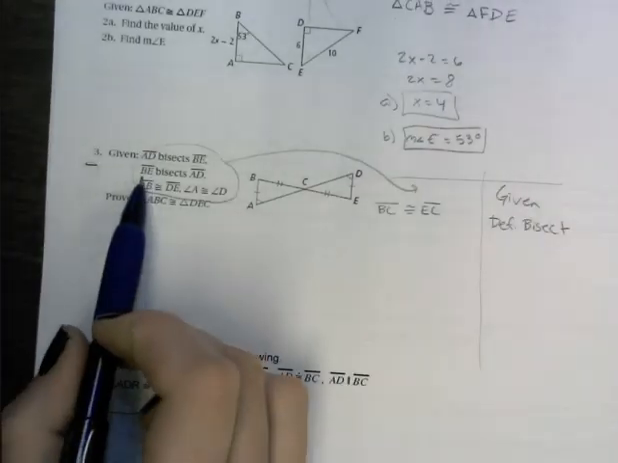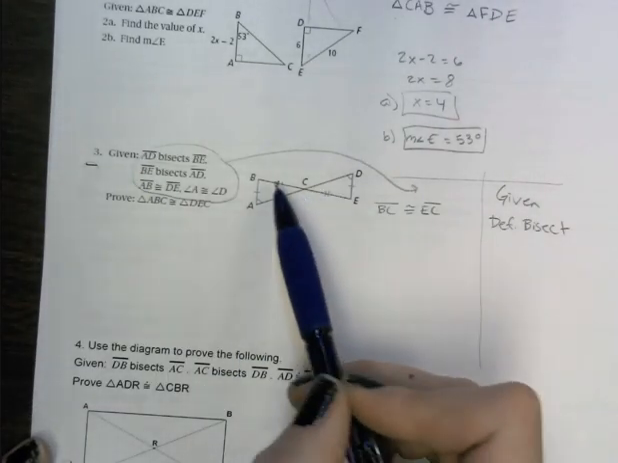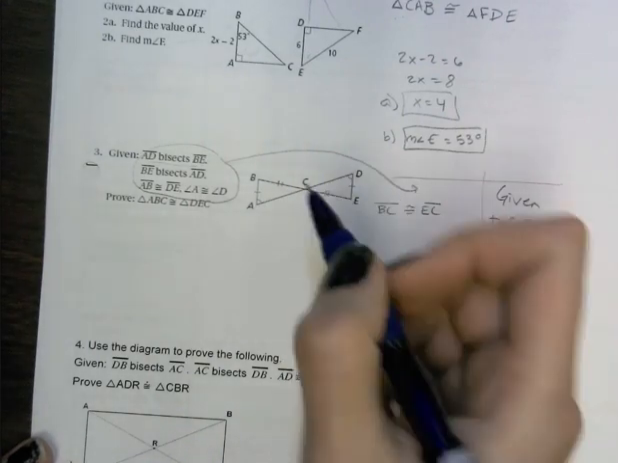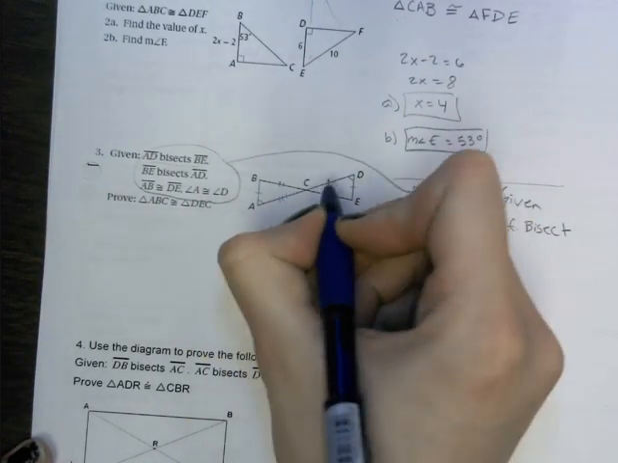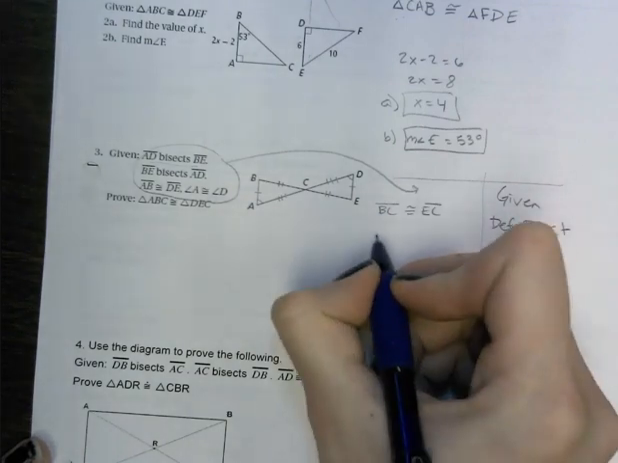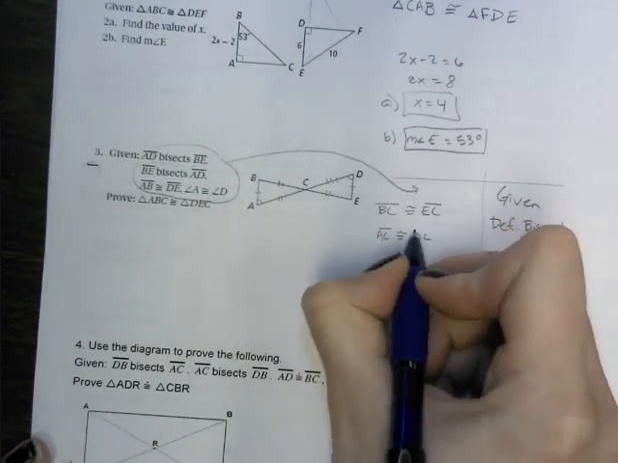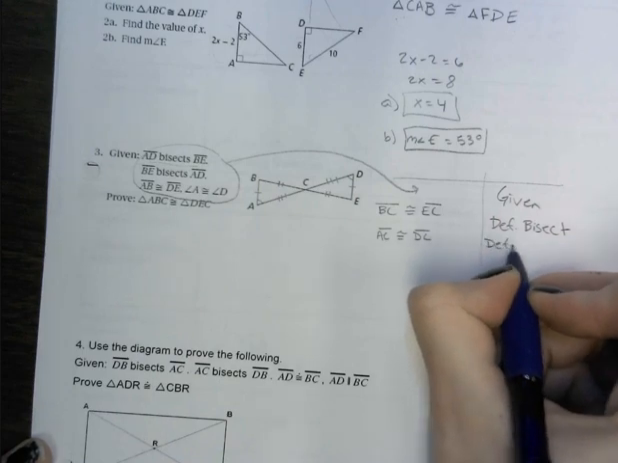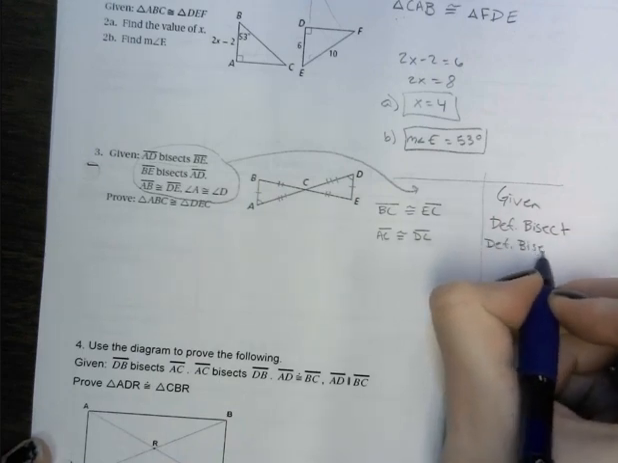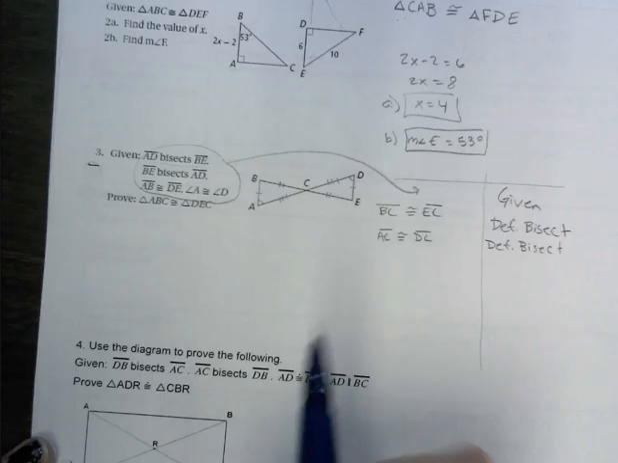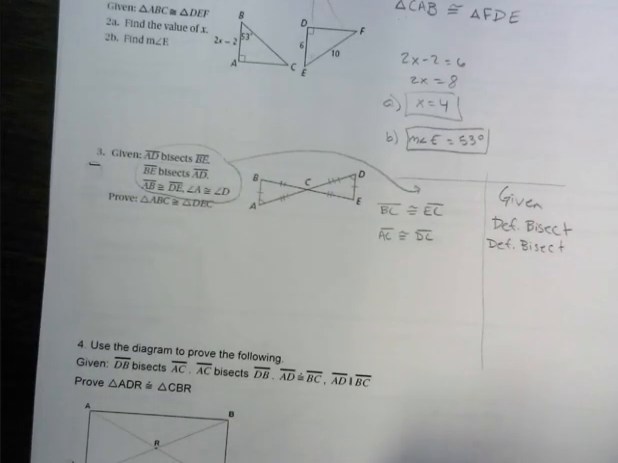And I have the same thing happening the other way, that BE is cutting AD in half. So I'm going to use 3 tick marks on this one. So I know that AC is congruent to DC, again, from that definition of bisect. Okay, so we've got all pairs of sides are equal. Now I need all the angles to be equal.